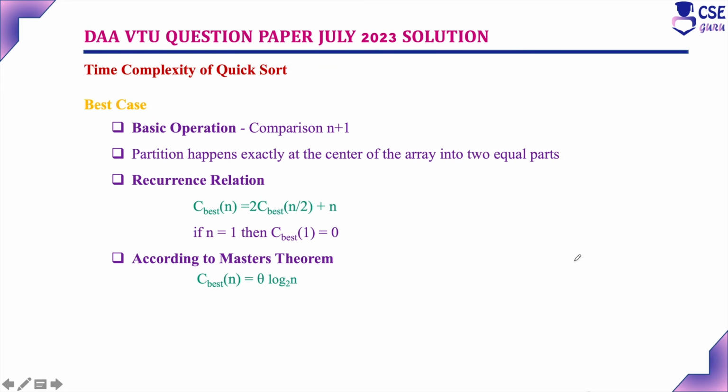Next, the time complexity of quick sort. What is the best case time complexity? Here the basic operation is comparison. Obviously in quick sort, the basic operation is comparison only. Here you need n plus 1 comparisons.